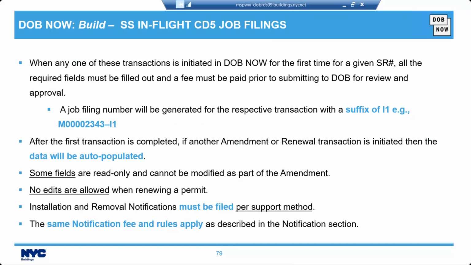A job filing number will be generated for the respective transaction with a suffix of I1, example, job filing number appended with I1. After the first transaction is completed, if another amendment or renewal transaction is initiated, then the data will be auto-populated. Some fields are read-only and cannot be modified as part of the amendment. No edits will be allowed when renewing a permit. Installation and removal notifications must be filed per support method, and the same notification fee and rules apply as described in the notification section.